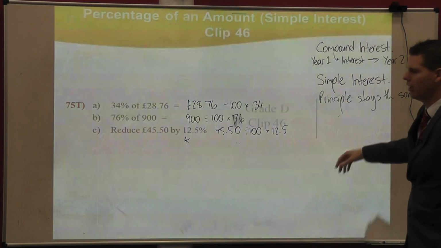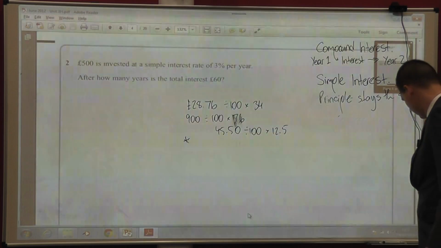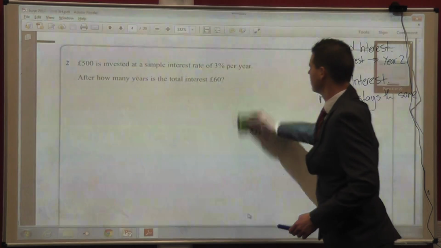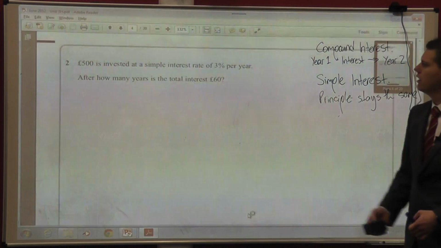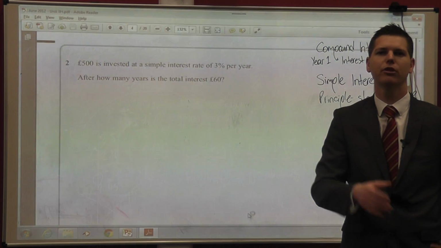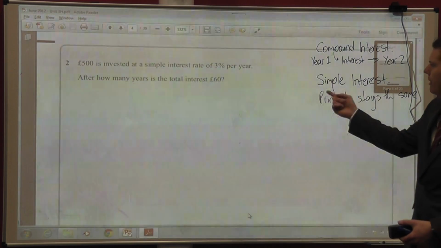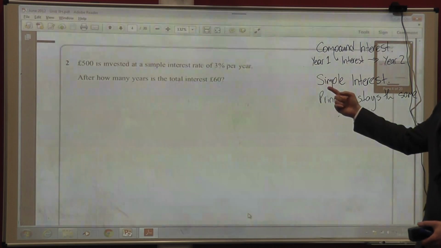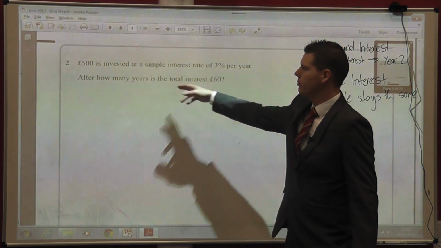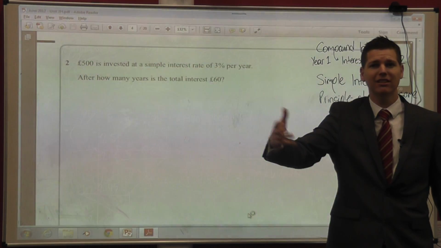But simple interest, so in this question, the exam question you're going to look at, there we go, it asked for a simple interest calculation. So here, you work out 3%, and that's how much you have every single year, because the £500 isn't changing. I'm taking that 3% and doing something with it. So how many years does it take for that 3% to add up to £60? So if I work out 3% of 500, all I need to do is work out how many lots of that it takes to make £60.